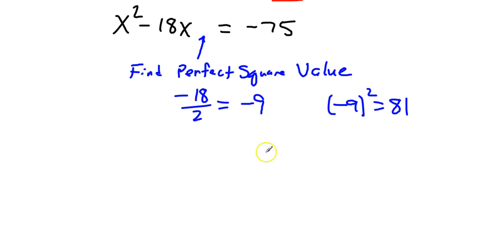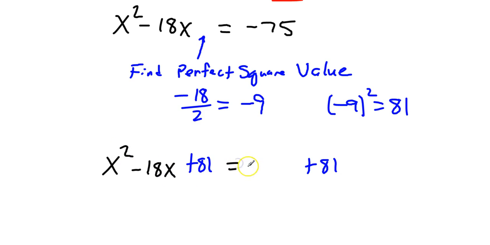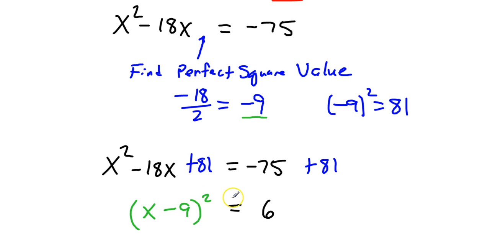So we're going to add that 81 to both sides. So we're going to add the 81 here. And again, we also have to add 81 to the right-hand side. Okay, negative 75 plus 81 is 6. And on the left-hand side, again, now you've got what should be a perfect square number. That the factors of 81 that would equal 18 would be this number we had here. So that's going to be x minus 9 squared.